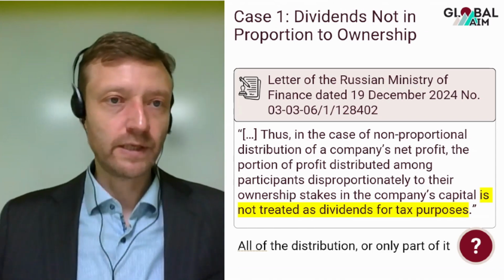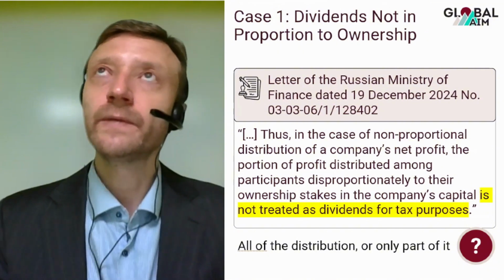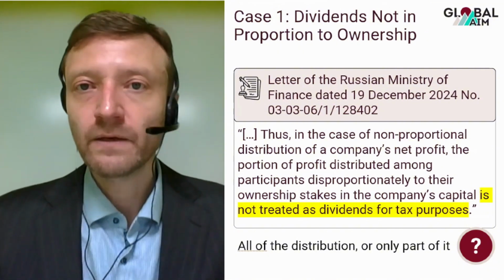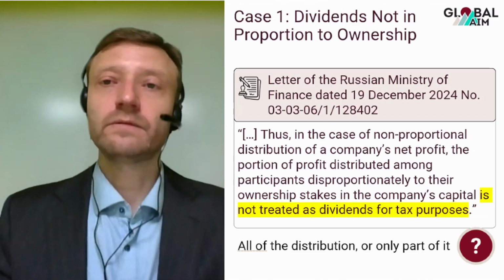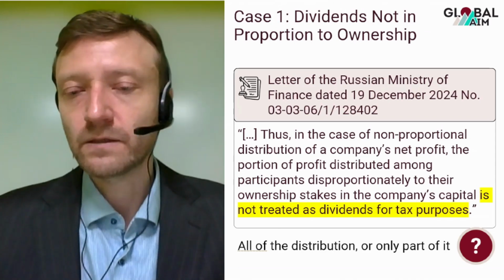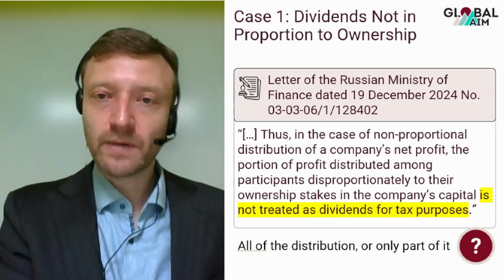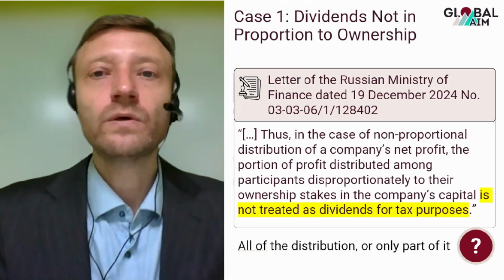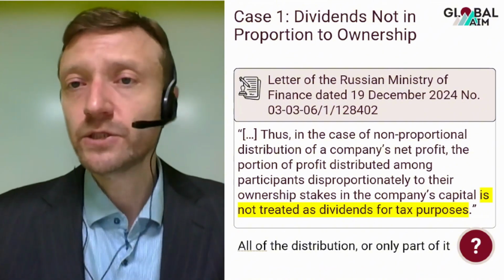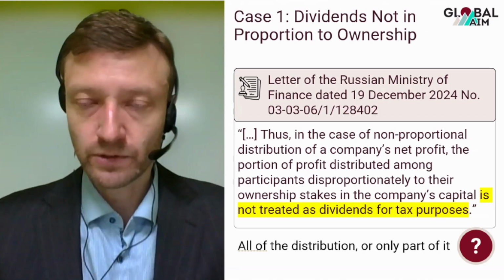There are at least two approaches here. We can either qualify the whole disproportionate distribution as other income, or just the surplus, the extra part of the distribution which is not proportionate to the share in capital, as other income, while the proportionate part, in our example 50%, aligns with the participation share, while the extra 40 was not proportionate.